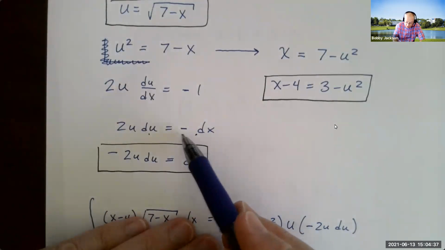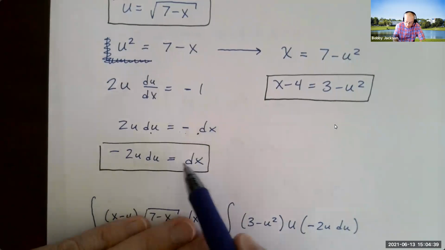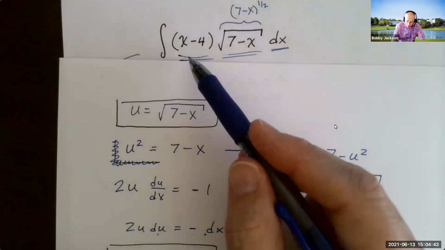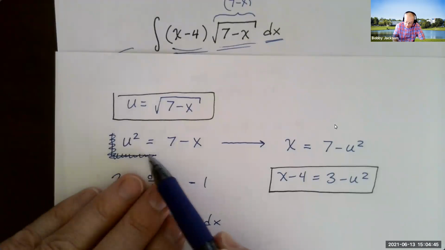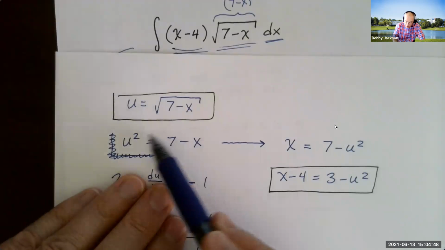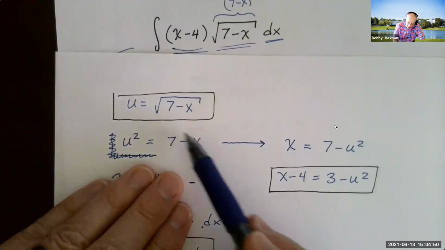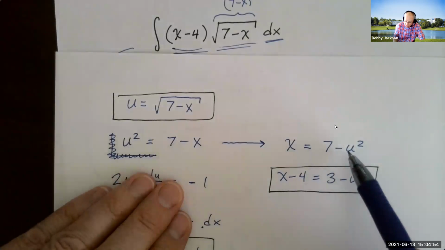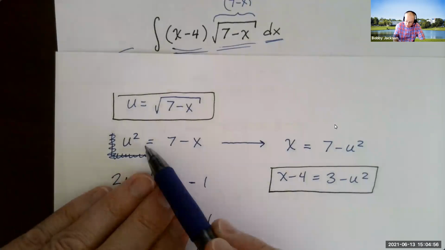And so if I multiply both sides by -1, -2u du equals dx. Okay. Now, what about the x minus 4 part? Well, I can again do the same thing here and solve this part for x. Add x and subtract u squared. That gives me x is 7 minus u squared. Right. So add x, subtract u squared.